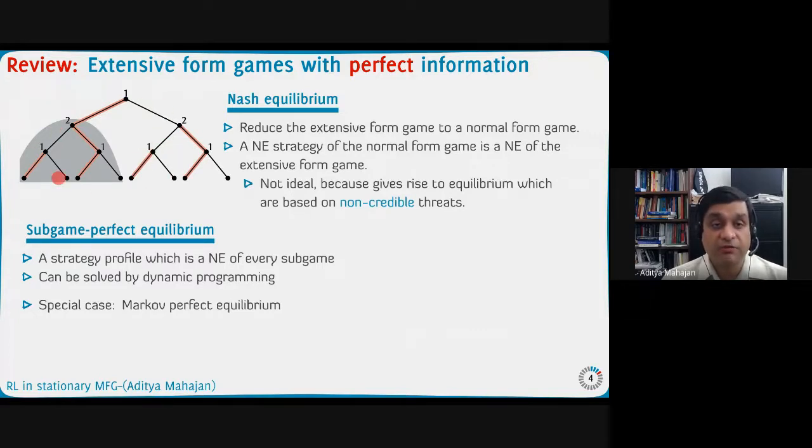And subgame perfect equilibrium can be identified using dynamic programming. Markov perfect equilibrium is a special case of subgame perfect equilibrium, where if we have Markovian dynamics, the assumption is every player plays a Markov strategy, and that gives rise to Markov perfect equilibrium.